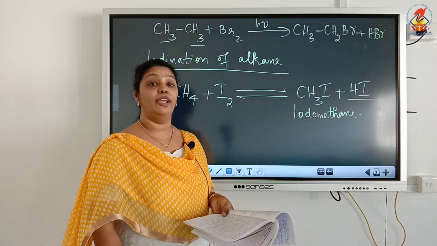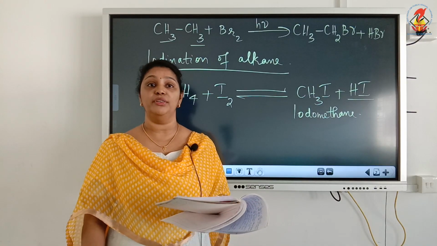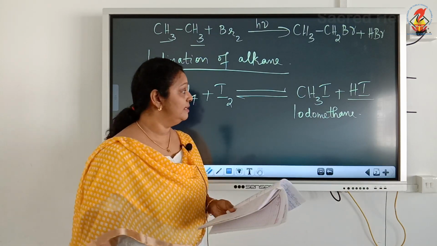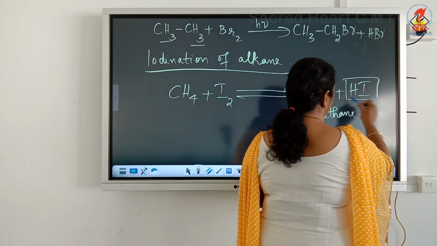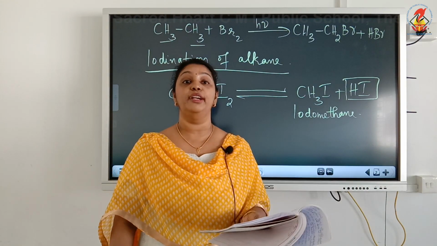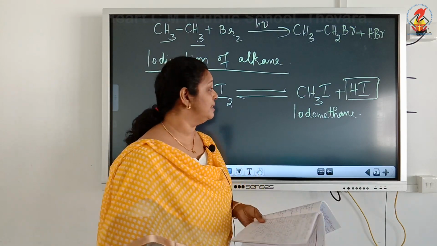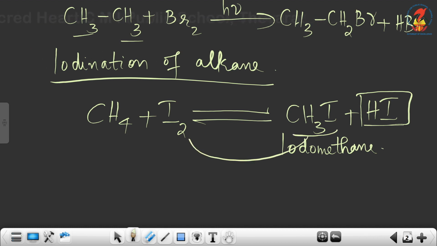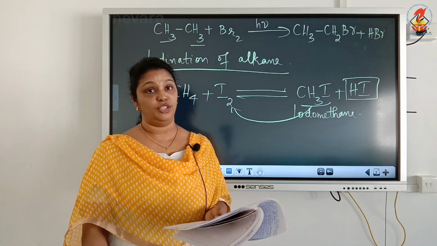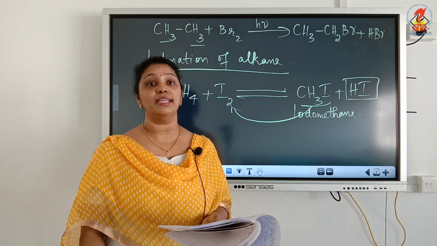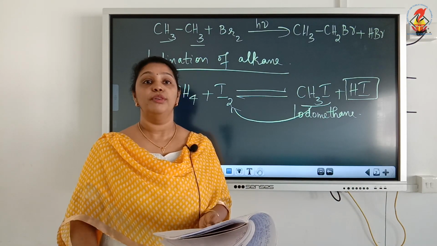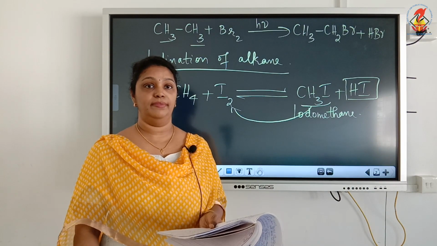Now why is this iodination of alkane a reversible reaction? That's a question. The answer is, this hydrogen iodide formed, which is a byproduct, is a good reducing agent, and it reduces iodomethane back to iodine. We know that a reducing agent helps in reduction. So HI is a reducing agent and it reduces the iodomethane formed back to iodine.